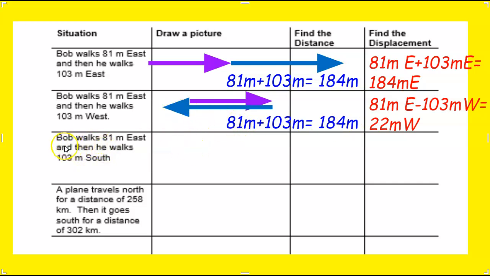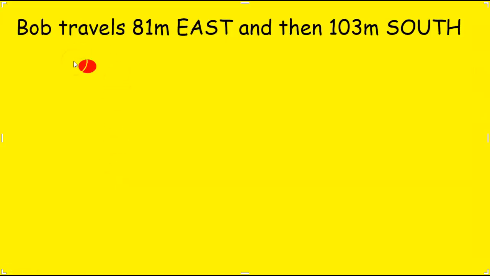All right, we're going to do this last one. This one you will do on your own. And then if you would like, you can have me check it. Otherwise, this is really just for your notes. So I've got Bob travels 81 meters east, but then 103 meters south.